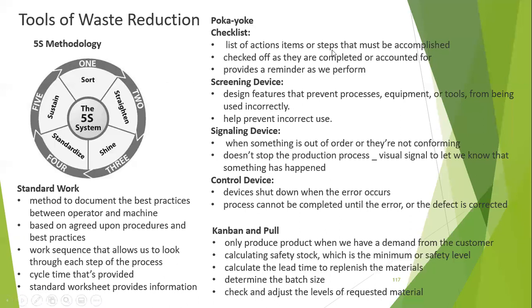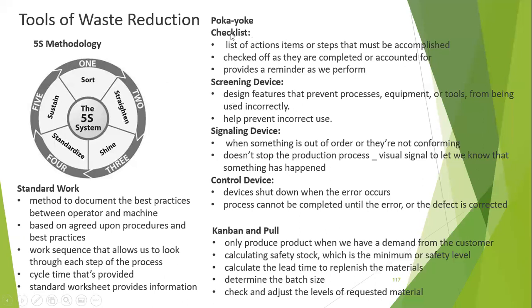Okay, a list of action items and steps must be accomplished. You have to finalize what steps need to be accomplished, check them off as completed, and account for them. For example, I'm giving steps 1, 2, 3. You check that the first step is completed, and the second step is completed, and the third step is completed, and make sure that there won't be any error, so that it will go in order and it will be moved out.